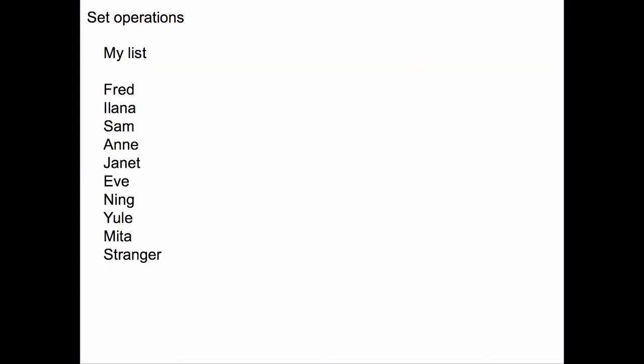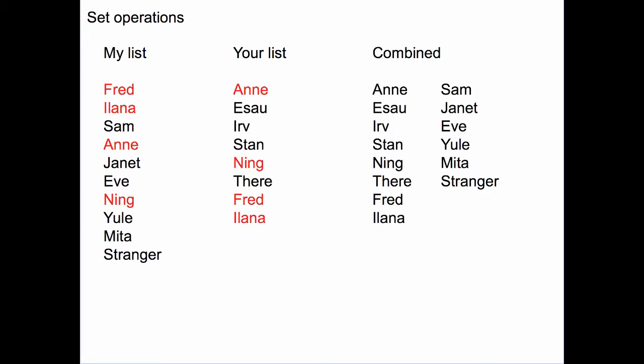So my list was Fred, Ilana, Sam, Ann, Janet, Eve, Ning, Yule, Mita, and Stranger. Those are the people that I decided to invite. And you decided to invite Ann, Esau, Irv, Stan, Ning, There, Fred, and Ilana. And our decision was to combine the two lists and invite everybody on both lists. So we combine the lists and we get Ann, Sam, Esau, Janet, Irv, Eve, Stan, Yule, Ning, Mita, There, Stranger, Fred, and Ilana. Notice that Fred, Ilana, Ann, and Ning are on both lists, so we don't list them twice. We just list them once, and that's how we combine those two lists.